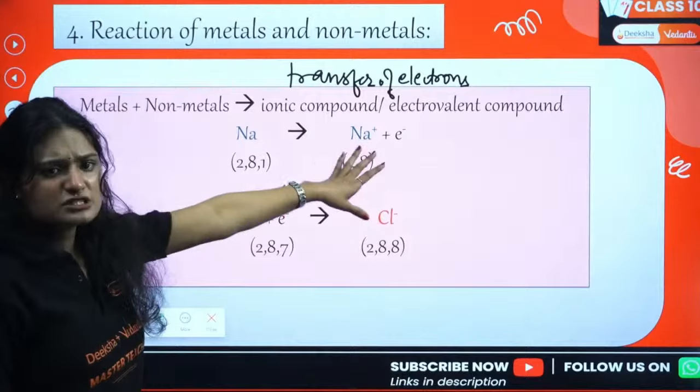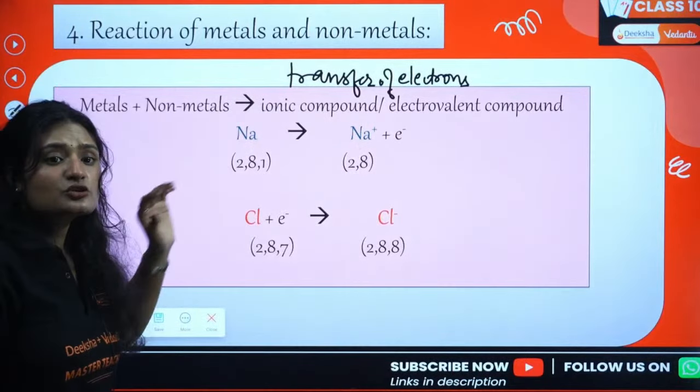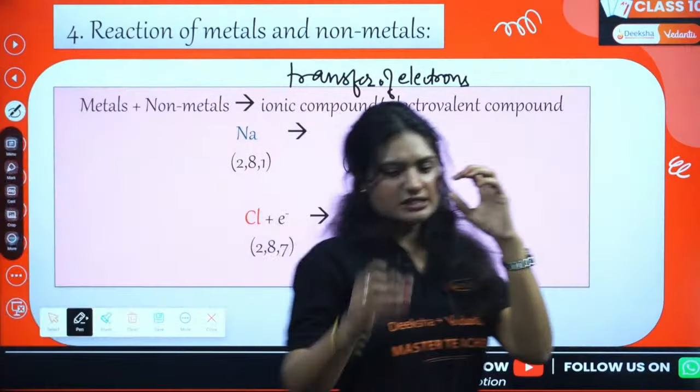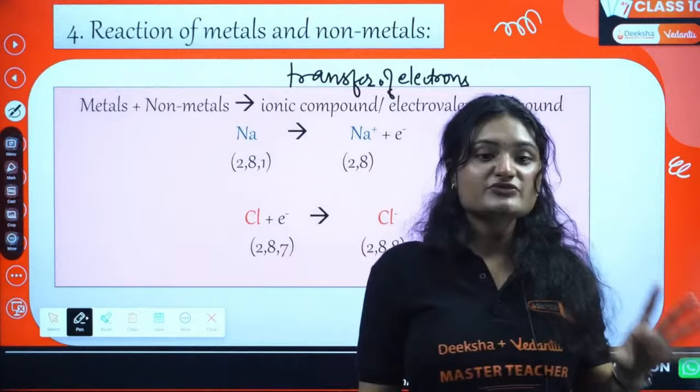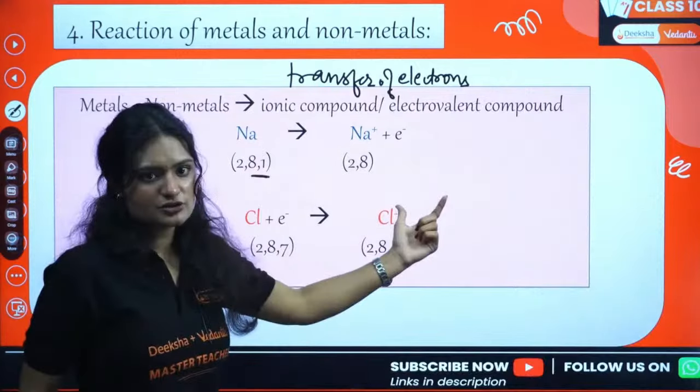So again, what kind of forces exist between them? Electrostatic forces. There is a positive ion, there is a negative ion. There is an electrostatic force of attraction between them, and it is one of the strongest bonds. Sodium has one extra electron, it will lose this electron, and this lost electron will be gained by chlorine, and that's how you get Cl minus.